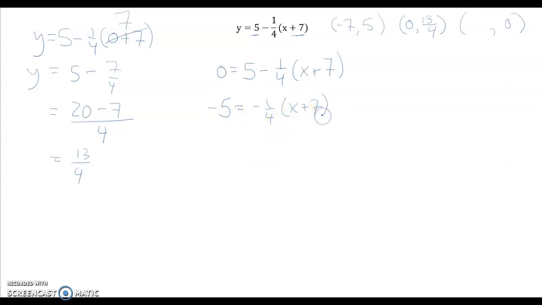Oh, because I could take this term, this is a monomial, it's only one term, and multiply it by negative 4. I'm going to do the same to the other side. That's how equalities work. This negative 4 and negative 1/4 equal 1. So I don't need that anymore because that's the multiplicative identity. Negative 4 times negative 5, positive 20, minus 7, x is 13.